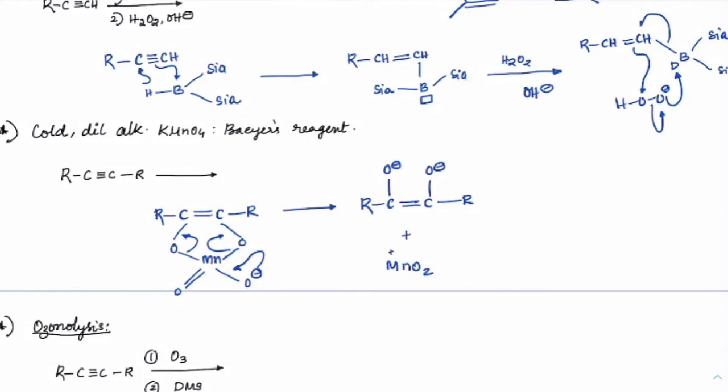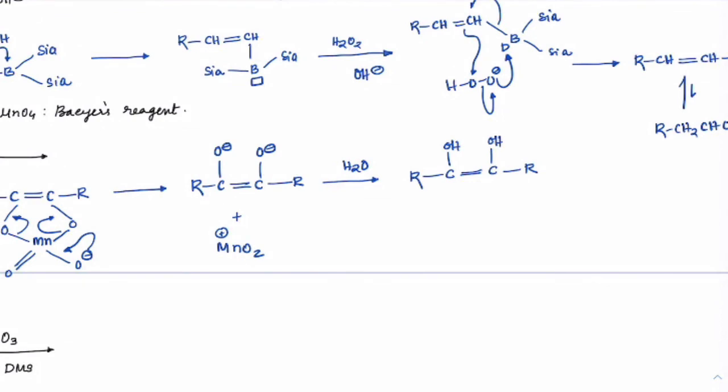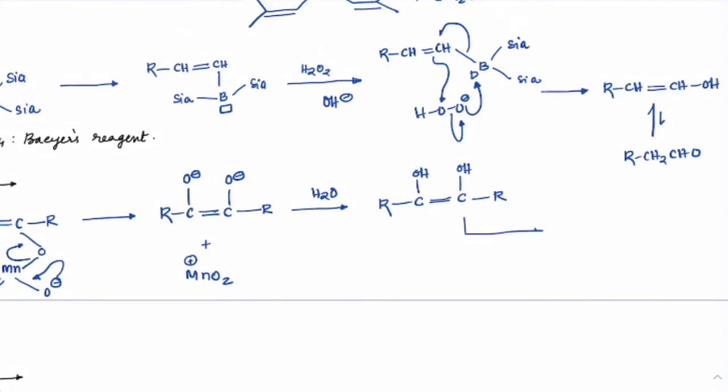MnO2 plus, and this on hydrolysis we will get this enol form, RCOH double bond COH and R, right, which will first tautomerize to form RC double bond O, COH and R, right, and KMnO4, even for that dilute amount also, it will oxidize the primary and secondary alcohols.